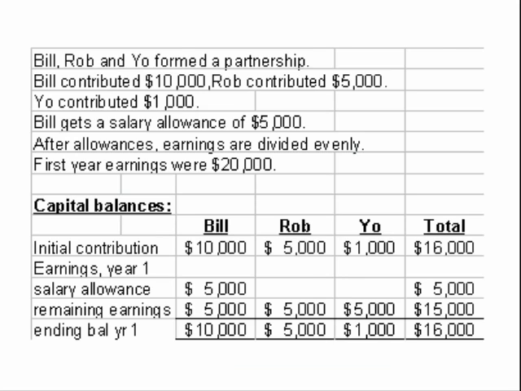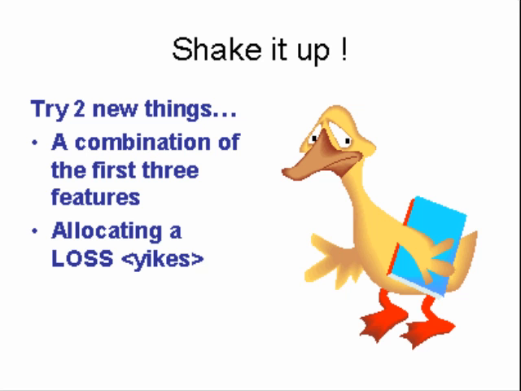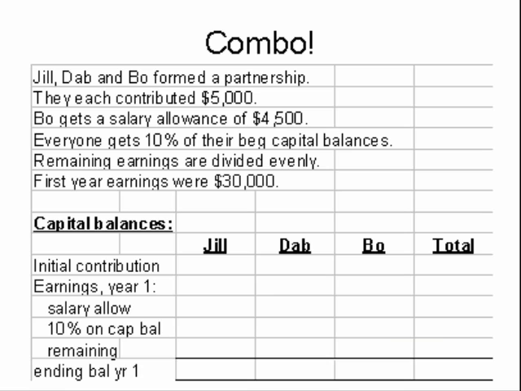All right, let's shake it up a little bit. We're going to make it a little bit harder and see if you can still hang in there. We're going to do a combination and then we're going to allocate a loss. Let's do the combination first. Here you go. Freeze this and see how far you can get.